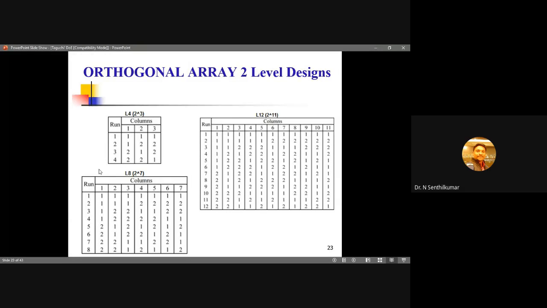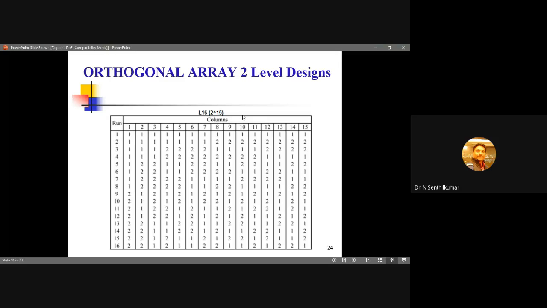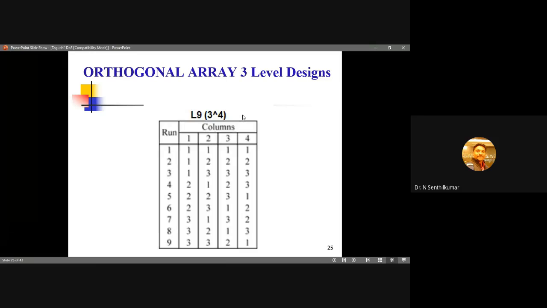So these are some of the orthogonal arrays: L4, L8, L12. You can see these are all 2-level values, 1 and 2. So the first level: 100, 100, 200, 200. This is 0.1, 0.2, 0.1, 0.2. This is 400, 500, 500, 400. Likewise, only 2 values are possible for each variable with this. Then L16, this is also 2 level. Then we have L9, 3 power 4.